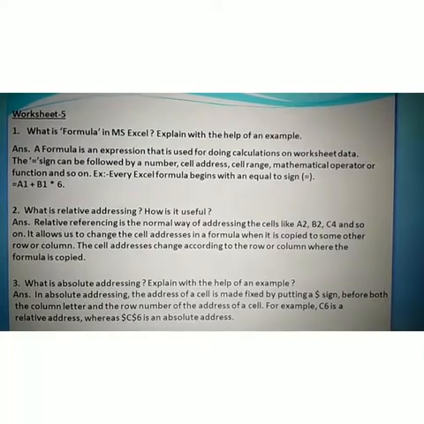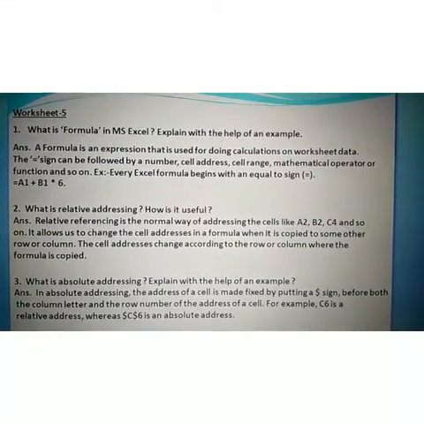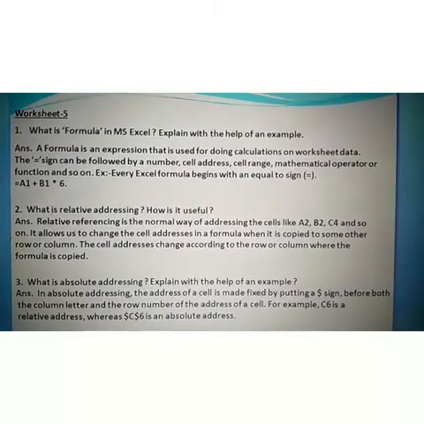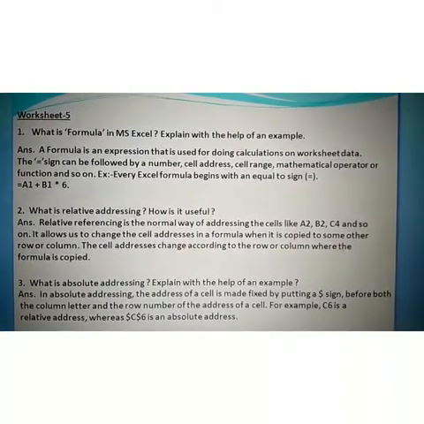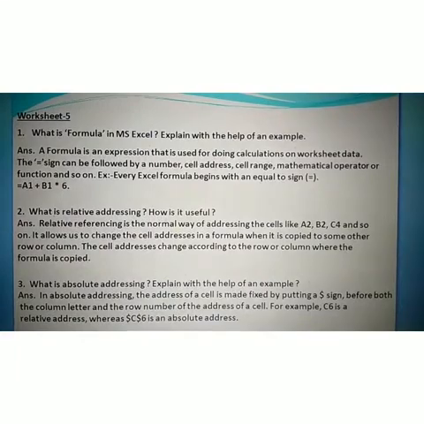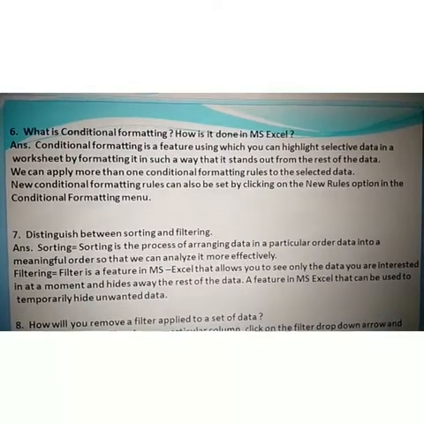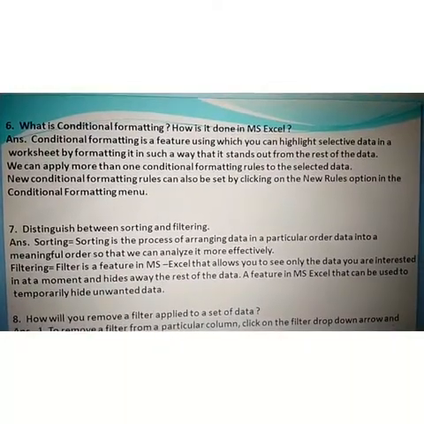For example, C6 is a relative address. You already know about relative addressing, whereas $C$6 is an absolute address. Both are different, relative and absolute addressing, okay. So students, come to the next question, the sixth, and tally the answers properly.